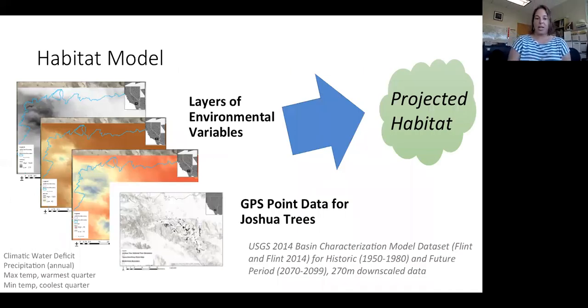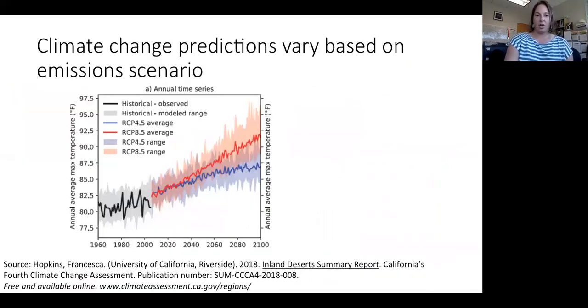So we put together what's called a habitat model, essentially a bunch of variables that describe landscape, temperature, soil, etc. And then we took GPS point data for Joshua trees, put those together, and the model gives us an idea of projected habitat. And we can give it current temperature, and then we can give it future temperature as well. So that's what we did to get not only current, but future.